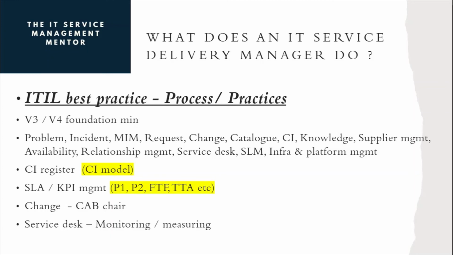So the CI register and the model is a key point in there, as is SLA and KPI management. So we're looking at the P1s, the P2s, the first time fix, time to answer, perhaps abandonment rate. Certainly things around how often are the service providers meeting those metrics. What percentage is it? Is it 85%? Is it 90%? Is it 75%? Whatever those percentages are. And likewise for your P1s, 2s, 3s, 4s, 5s, what is the percentage? How often are they achieving those?